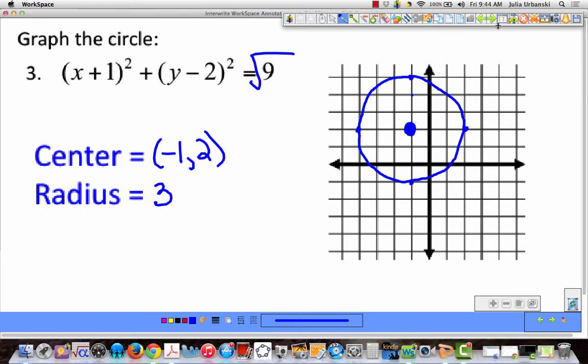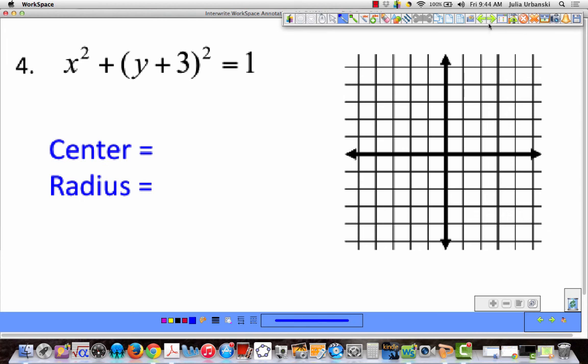And the last one, number 4. Looking at this equation, the center, well, it doesn't say x plus or minus anything. So that means we just go with 0. The y says y plus 3, so we do the opposite. We make it -3. And the radius is the square root of the number on the right. Well, the square root of 1 is 1.